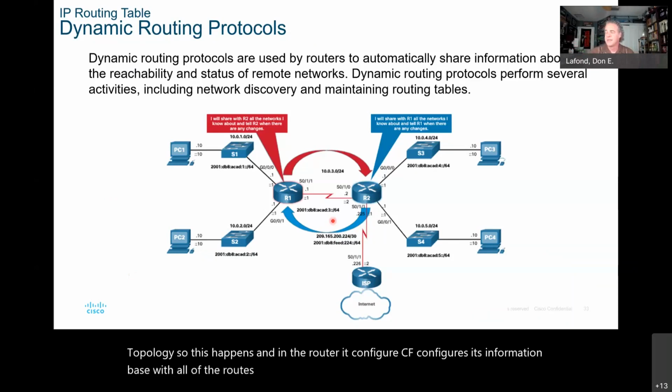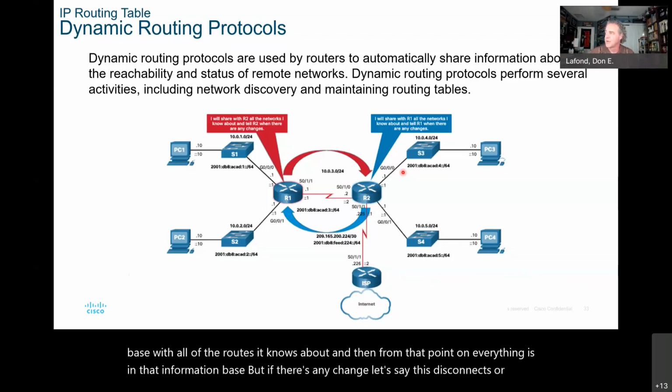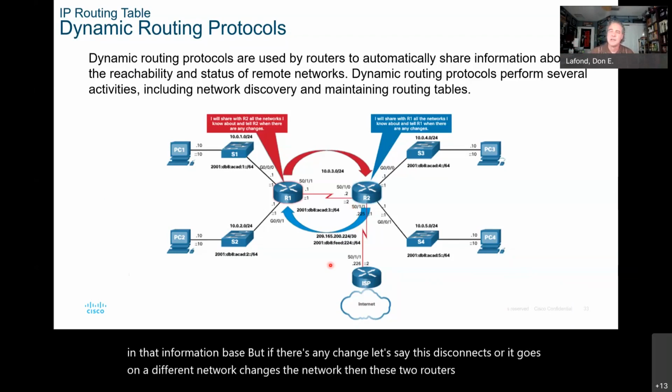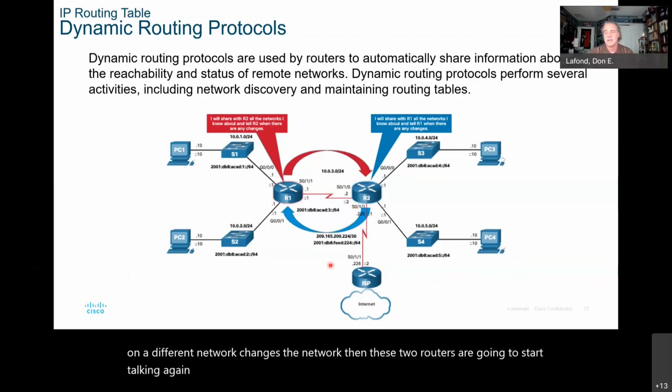So this happens, and in the router, CEF configures its information base with all of the routes it knows about, and then from that point on, everything's in that information base. But if there's any change, let's say this disconnects or it goes on a different network, then these 2 routers are going to start talking again, and it's going to update the CEF information base. That is what happens. Okay.